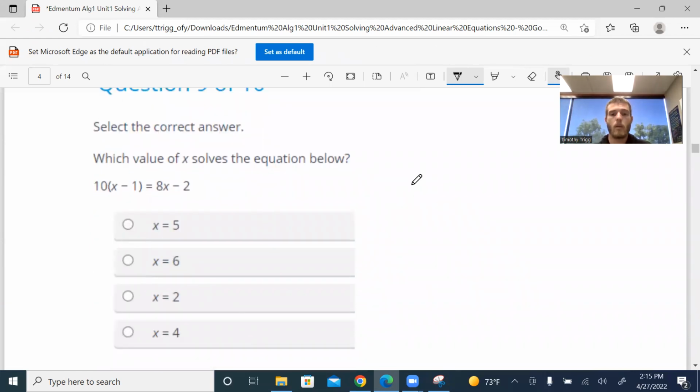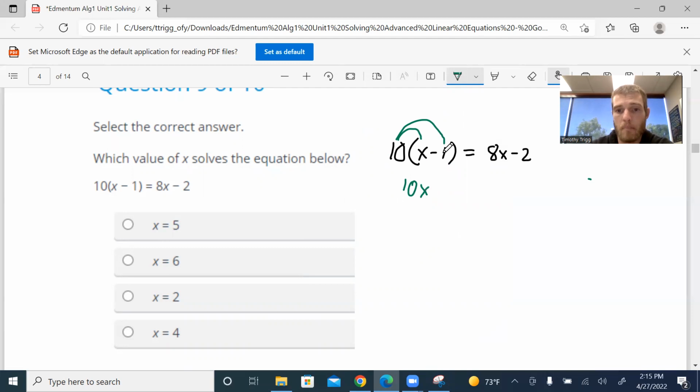All right. Let's go ahead and solve this one. This one's comparatively easy. What we want to do first, I'll just write my problem to the side here. Hopefully you could see, what do you think I would do first here? Well, let's go ahead and distribute this 10. That's what we're going to do first. So 10 times x is 10x. 10 times minus 1 is minus 10. Here on the right side, we have 8x minus 2.